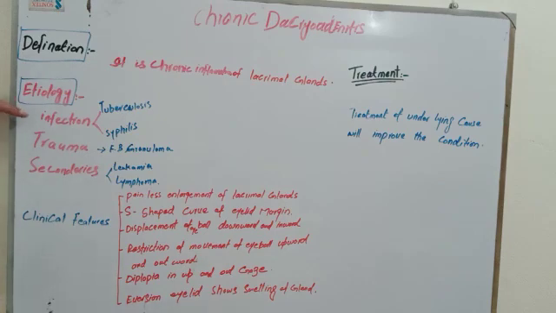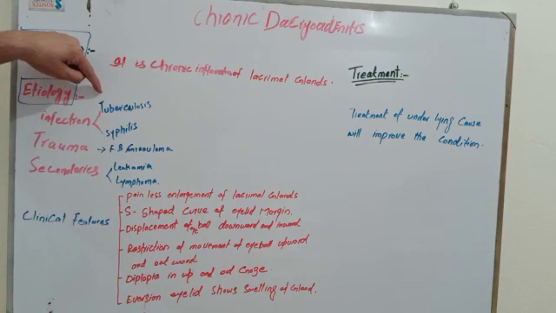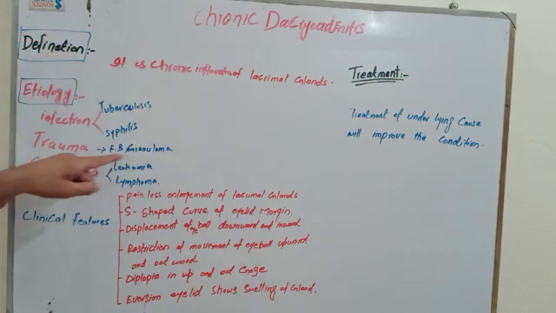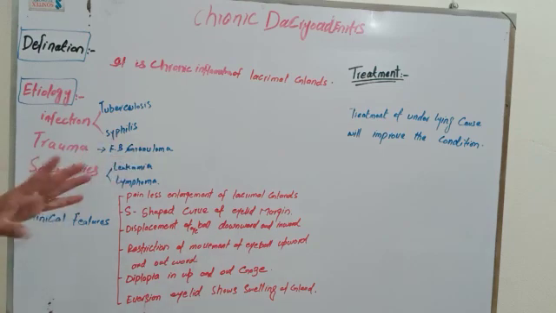Etiology: infection, trauma, and secondaries. What type of infections? Tuberculosis and syphilis. Trauma: foreign body granuloma. Secondaries: diseases like leukemia and lymphoma.